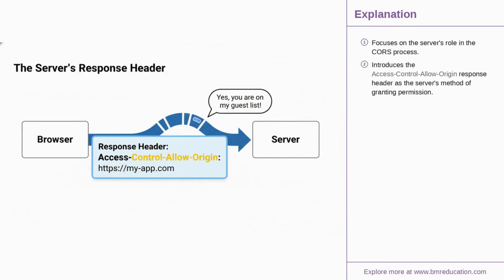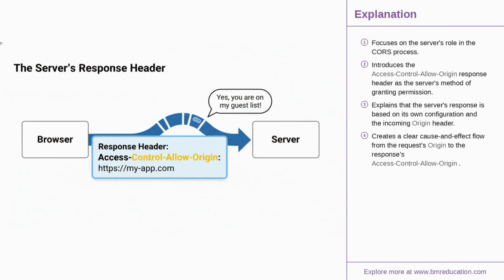Now, the ball is in the server's court. Upon receiving the request and seeing the origin header, the server checks its own CORS configuration. If the server is configured to allow that specific origin, it will add a crucial header to its response: Access-Control-Allow-Origin. The value of this header tells the browser which origins are permitted. It's the server's explicit permission slip. Let's see what happens when the browser receives this response.